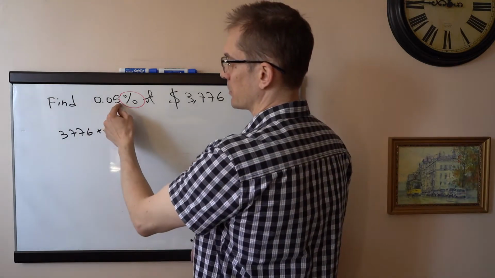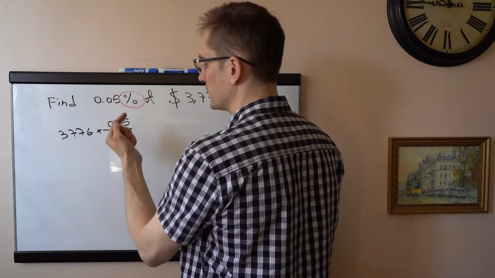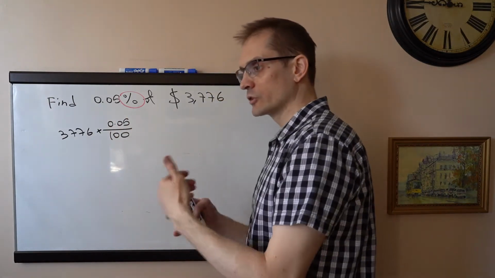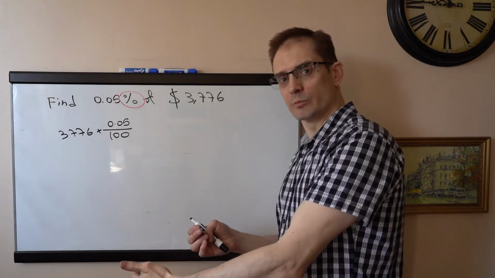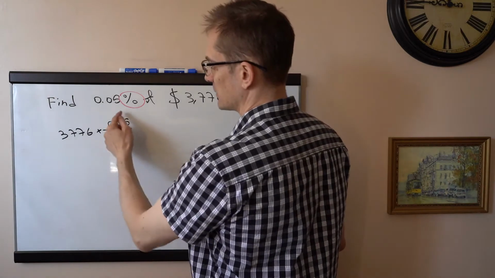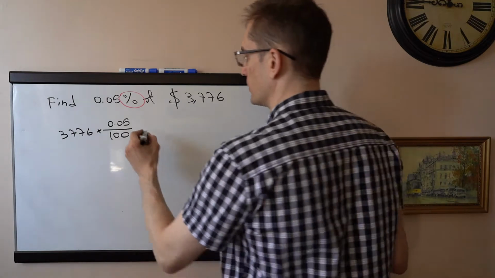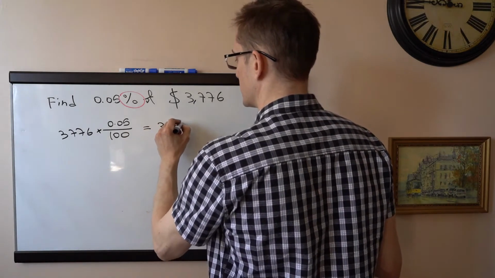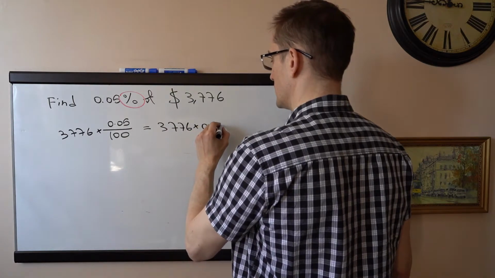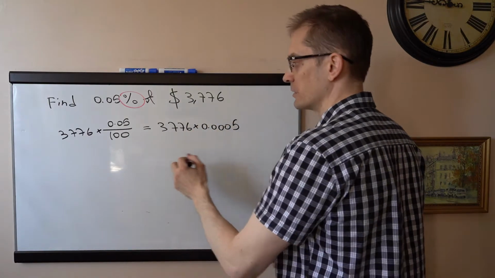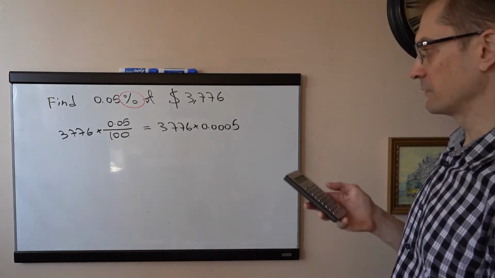I replace that quantity per 100 by quantity per 1. How do I do this? By dividing by 100, right? So whatever is quantity per 100, if I divide that quantity by 100, I'll get quantity per 1. And 0.05 divided by 100 multiplied by the base will be 3,776 multiplied by 0.0005. You see 3 zeros here because I just add 2 zeros after I divided by 100.